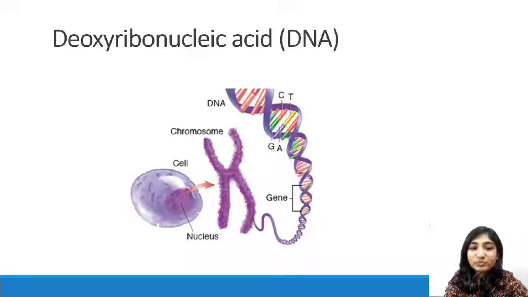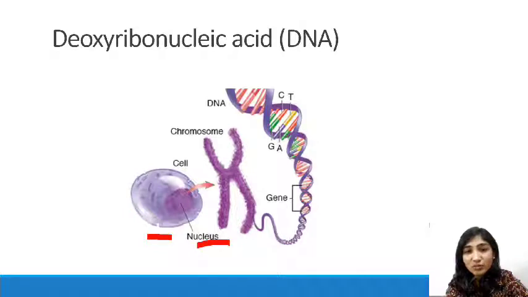Look here, this is the cell. DNA is present in the nucleus of the cell, right? Are you recalling it? It is present in the nucleus. So chromosomes are present in the nucleus and chromosomes are made up of DNA. The diagram simply shows a cell, its nucleus, and in the nucleus chromosomes are present. So these are the chromosomes.